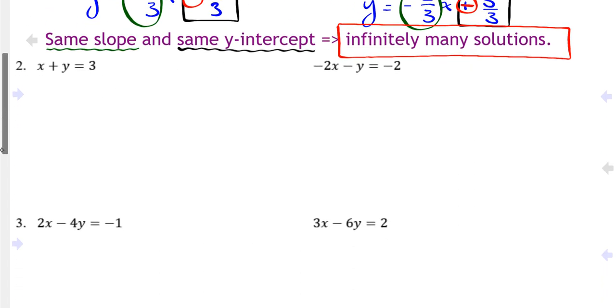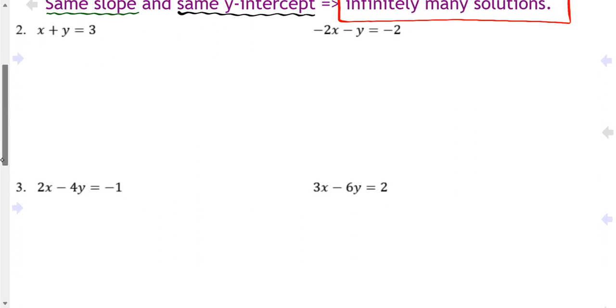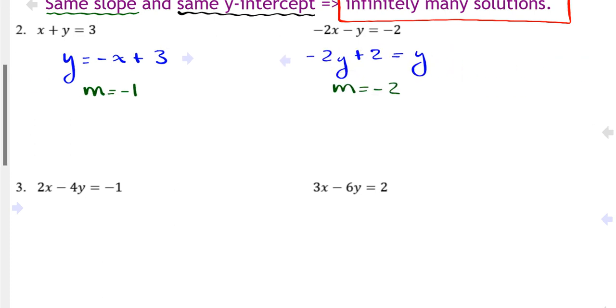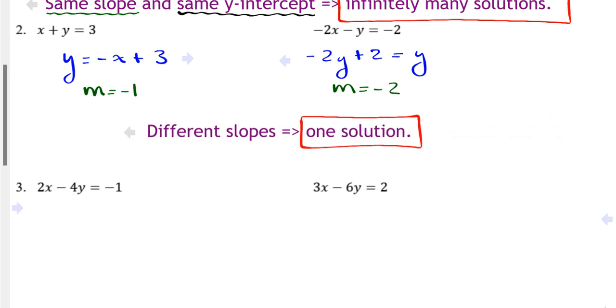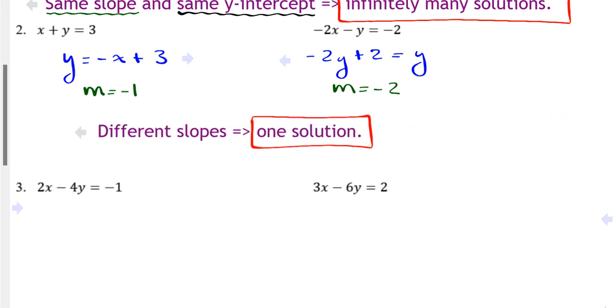Question number 2, rearrange the equations into slope-intercept form. When I compare the slopes, I see the slopes are different, and as a result, there's going to be one solution to the system of linear equations.